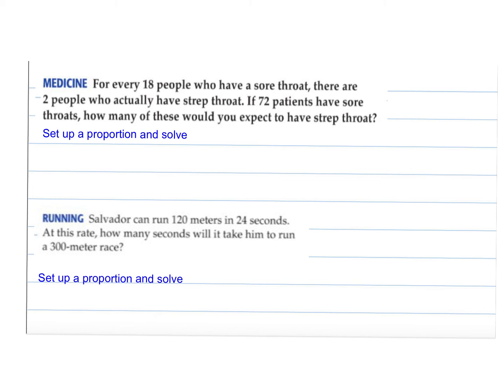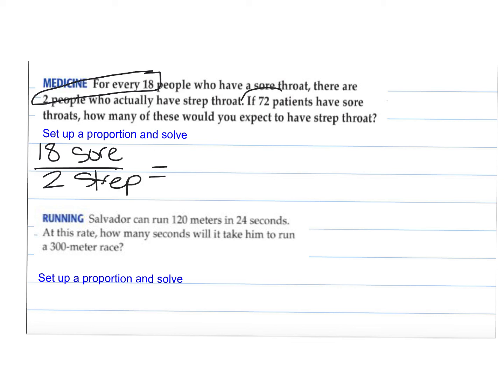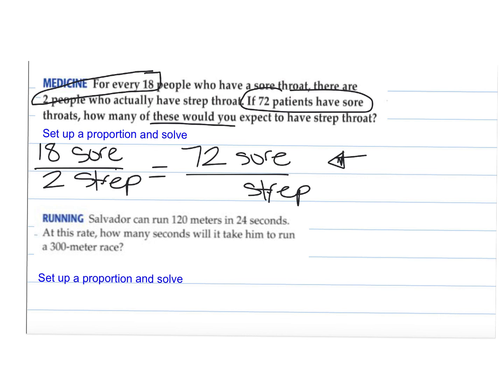For every 18 people who have a sore throat, there are 2 people who actually have strep throat. If 72 patients have sore throats, how many of these would you expect to have strep throat? So 18 and 2 go together. 18 sore throats go with 2 strep throats. And then we're given that 72 patients have sore throats, so I'm going to put the 72 on top because these are both sore throats, and these are strep. We want to figure out how many would you expect to have strep throat, so that's going to be my variable. So we've set up a proportion, now we solve.